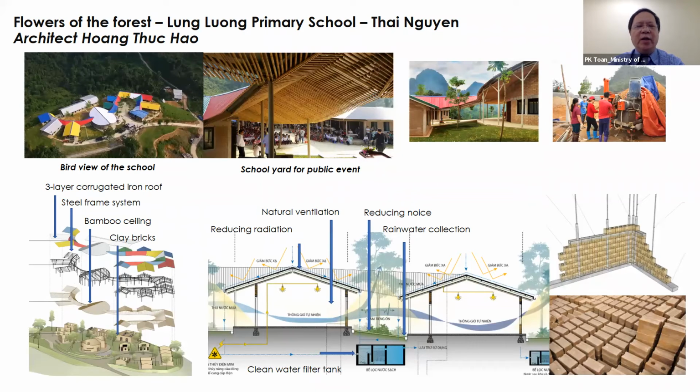And you see the structure is very simple with steel frame system and 3-layer corrugated iron roof and clay bricks. But the layout is very diversified and very playful. So go to the next slide, please.